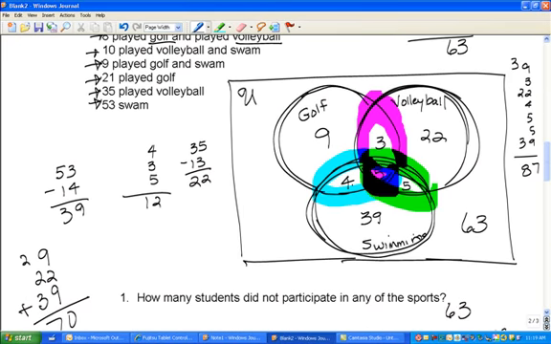How many students play golf or volleyball? So what we want to do is add up the numbers in the union of the golf and volleyball circles. So let's see, I'm going to add these numbers, 10, that's 17 in the overlaps, and then 9 and 22, 18. So I have 48.